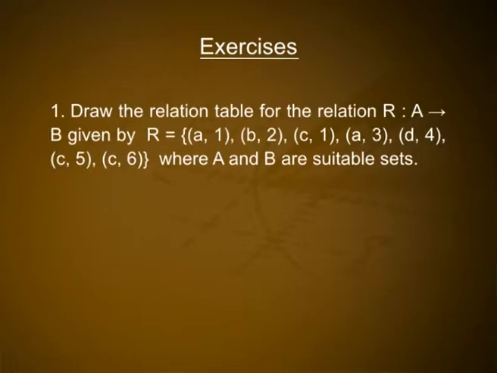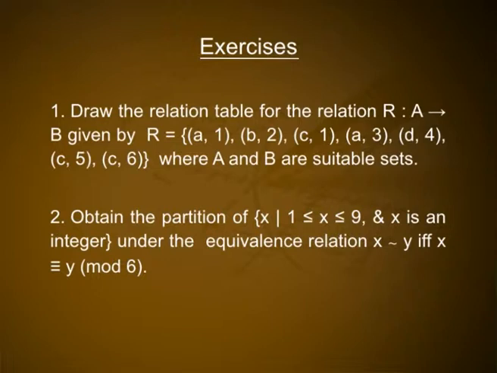First, draw the relation table for the relation R from A to B given by R equals the set of all ordered pairs (a, 1), (b, 2), (c, 1), (a, 3), (d, 4), (c, 5), (c, 6), where A and B are suitable sets. Obtain the partition of the set of all x such that 1 less than or equal to x less than or equal to 9 and x is an integer, under the equivalence relation x related to y if and only if x is congruent to y mod 6.